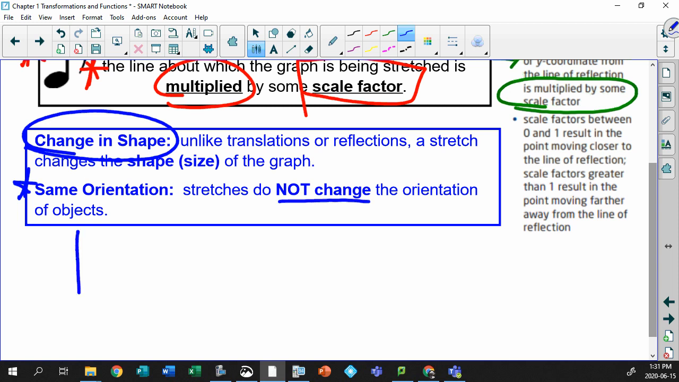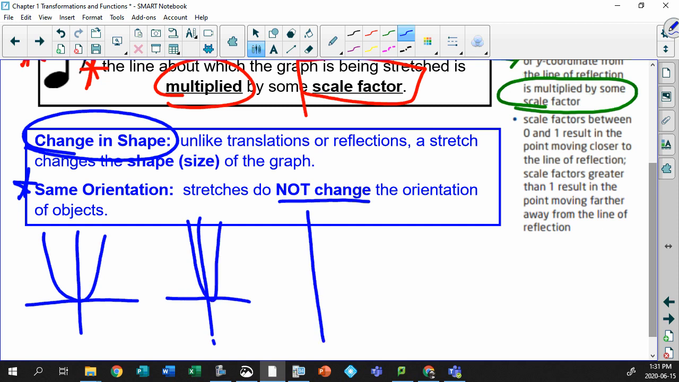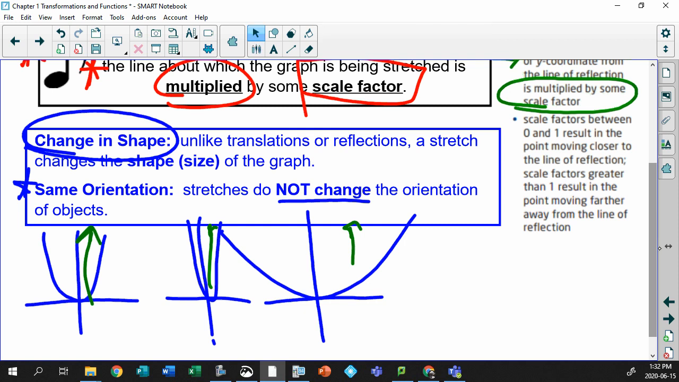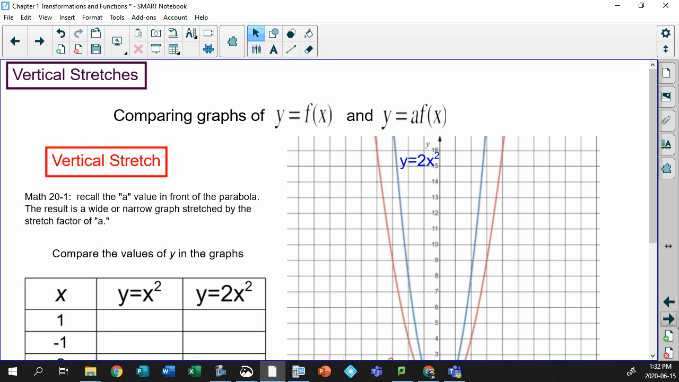Think about it. We had a regular graph, we had a narrow graph, or we had a wide graph depending on that a value. Notice that all of them are opening upwards. The orientation has not changed. So let's move on and let's start looking at some cool stuff.